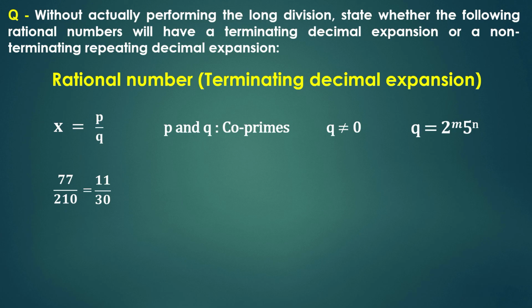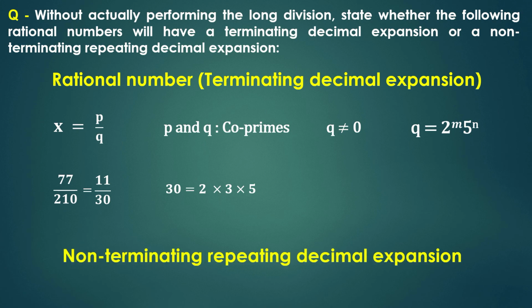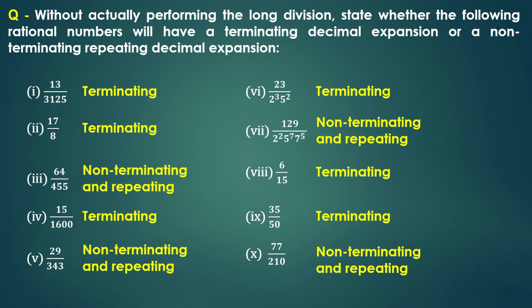Now we will check whether 30 is of the form 2 to the power m into 5 to the power n. The prime factors of 30 are 2, 3 and 5. So 30 can be represented as 2 into 3 into 5. Although 30 contains the prime factors 2 and 5, it will not be a terminating decimal expansion because it also contains the prime factor 3. Therefore, we can conclude that 77 by 210 is a non-terminating repeating decimal expansion. Here, we can see the full list of the terminating and non-terminating repeating decimal expansion.